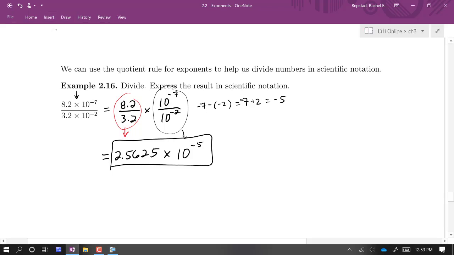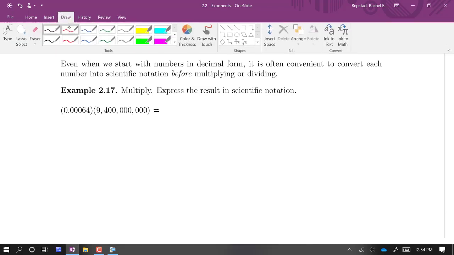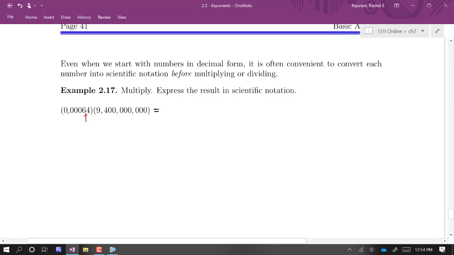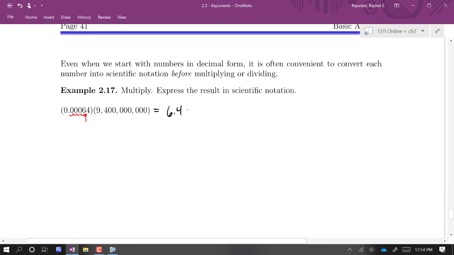Doing this kind of arithmetic is usually so much easier with scientific notation, to the point where even if I started with numbers in decimal form, I might just convert them to scientific notation first. So let's say I want to find this product. I'm going to convert each of these numbers to scientific notation first. For this first number, I'm going to have to put the decimal point between the 6 and the 4. In order to do that, I have to move this decimal point 1, 2, 3, 4 spaces. So I have 6.4 times 10 to the negative 4, because that's a small number.